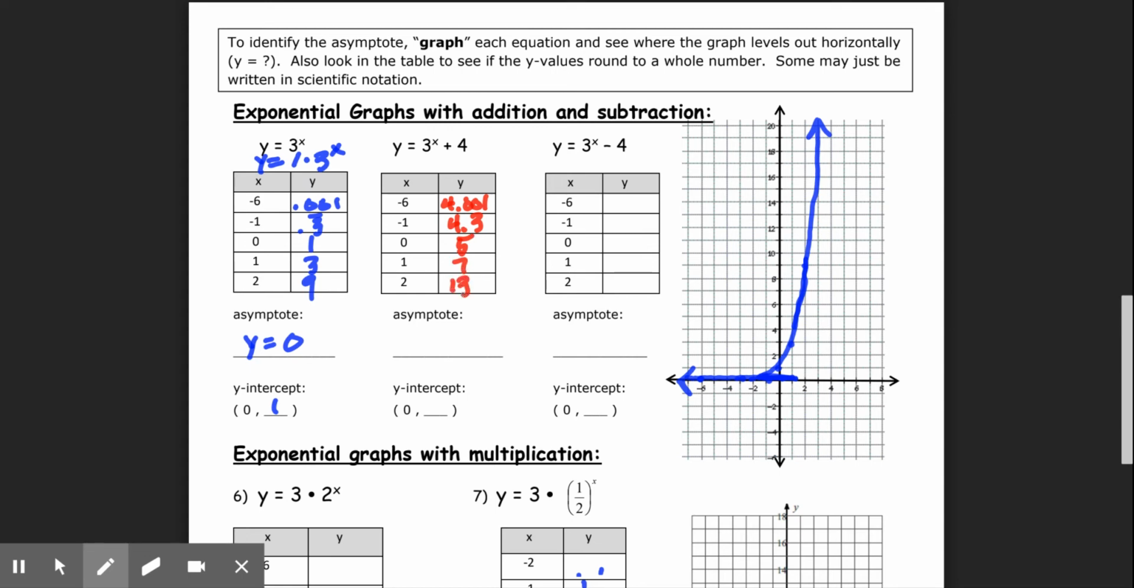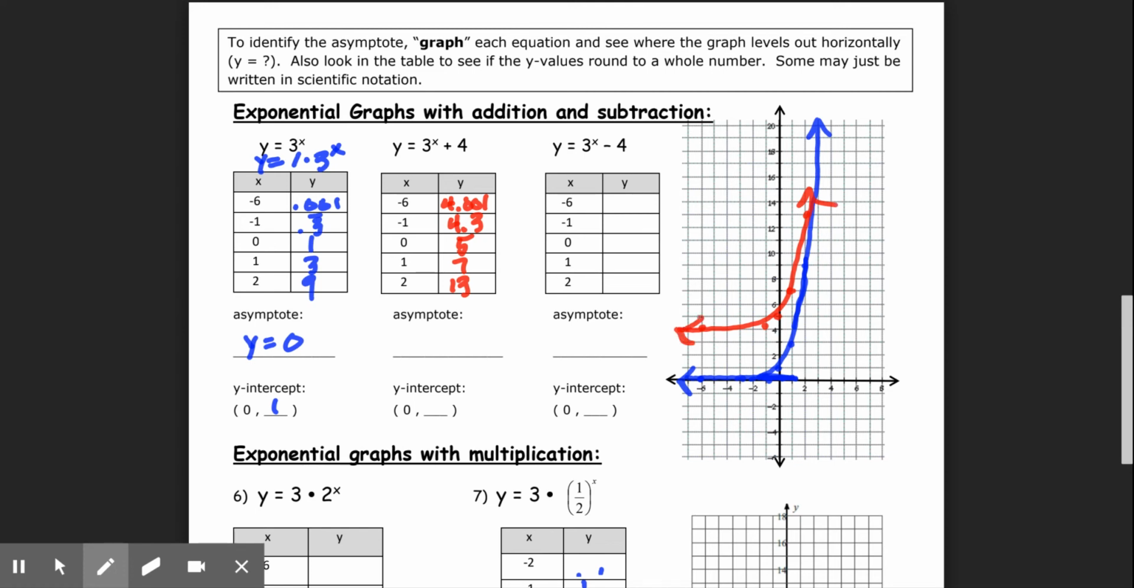So -6 and up 4.00000. So it's almost like it's on that. And then -1 and 4.3. So barely. And then 0, 5. And 1, 7. And 2, 13. Okay, so now it's going to go here and look something like that.